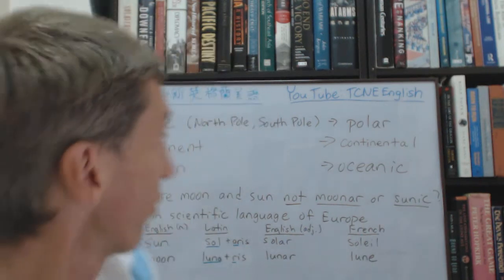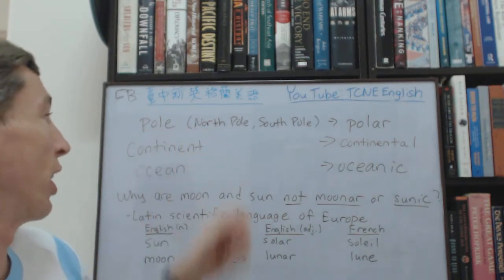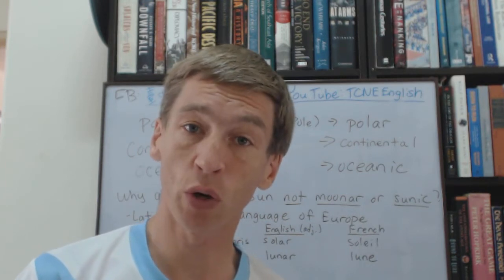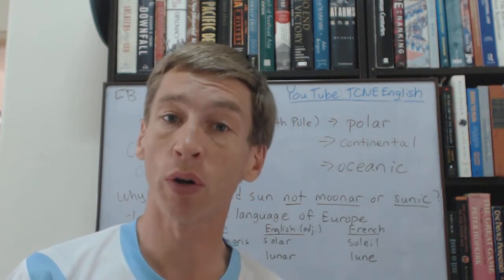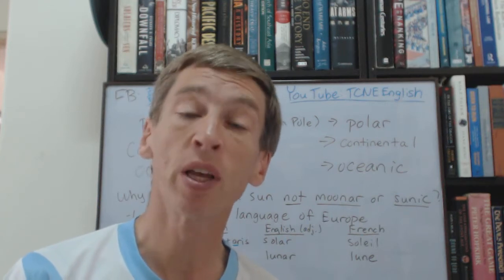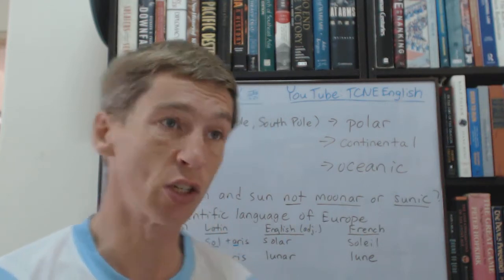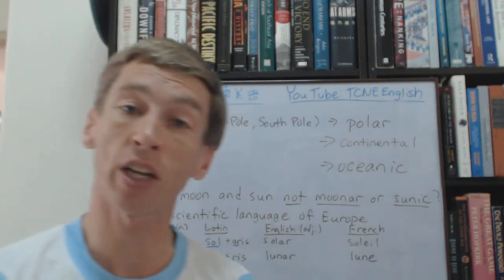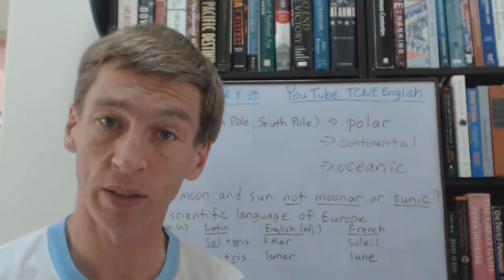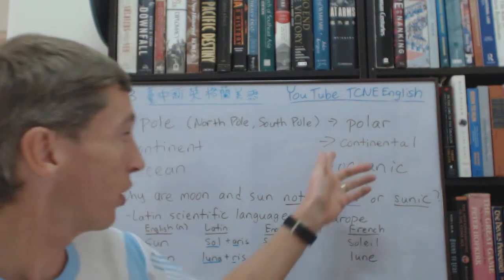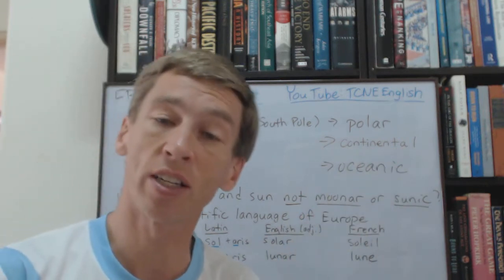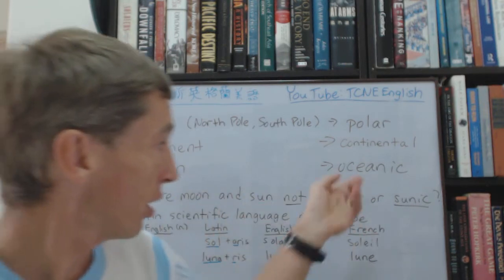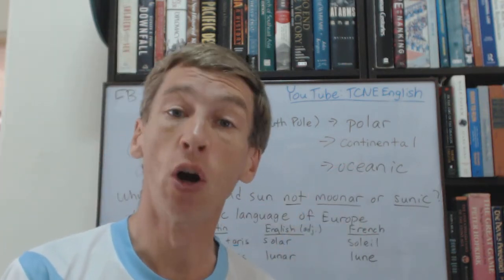For example, pole, such as the North Pole or the South Pole, we say polar. So if you go to northern Canada and Russia, or if you go to Antarctica, you go to the polar regions. Polar looks a lot like pole. Or continent. You have a continent like Asia, like North America. The adjective is continental. Again, continental looks a lot like continent. Or ocean. The adjective form of ocean is oceanic.